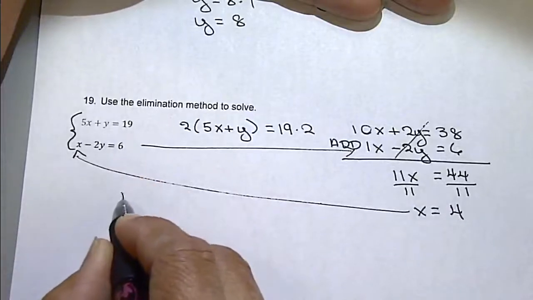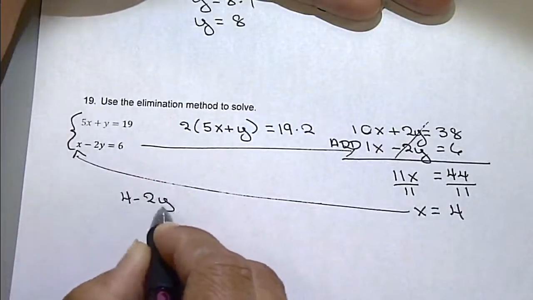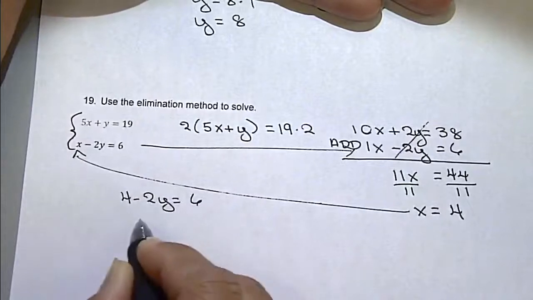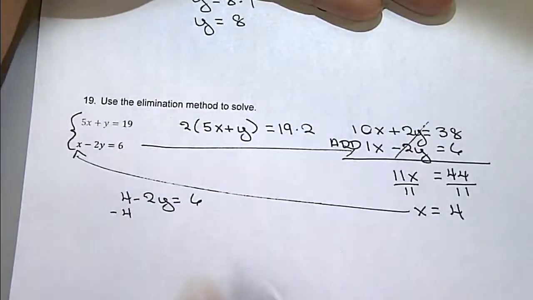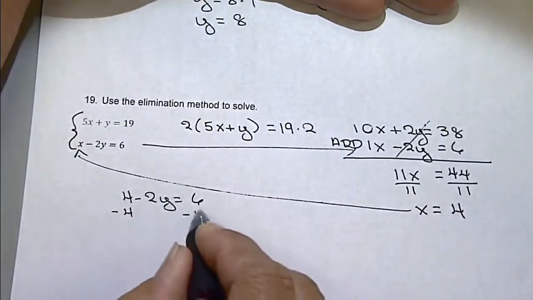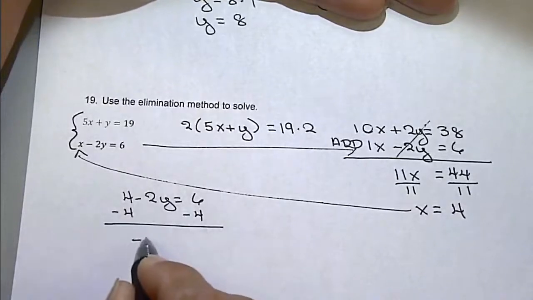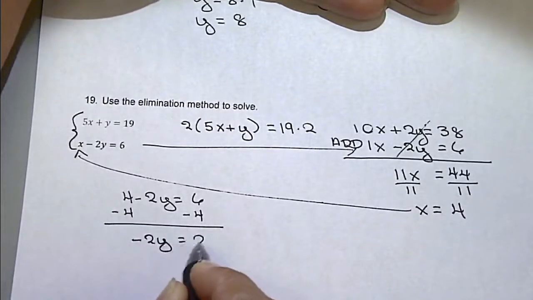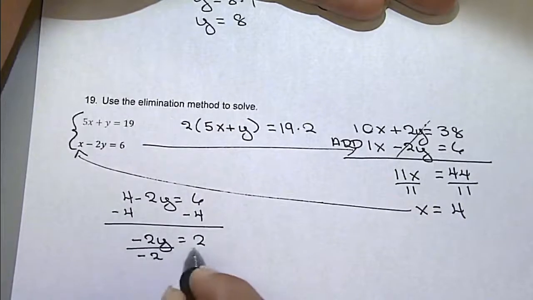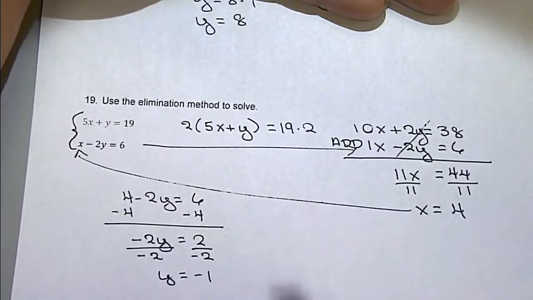I'm going to say 4 minus 2y equals 6. Well, let's subtract 4 from both sides and end up with a negative 2y is equal to 2, and divide both sides by a negative 2, and y is equal to a negative 1. Okay, so there's my point. Let's write the point down. The point is 4, negative 1.